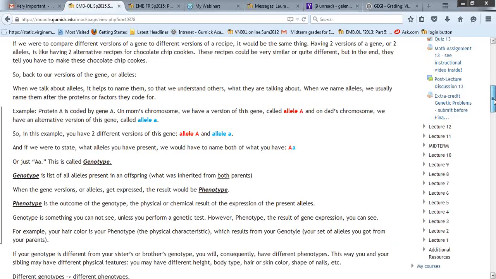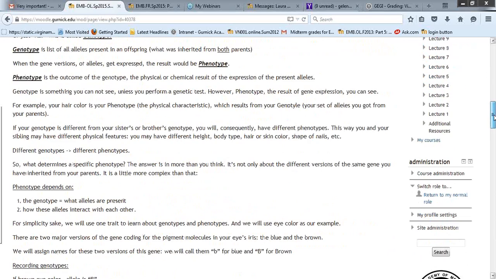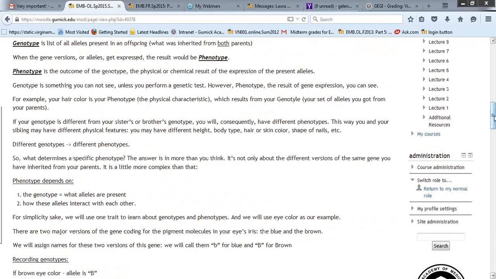Okay, so the genotype is something that you cannot see. You can see phenotype. You can see what the person is expressing. You can measure it. You can observe it. But phenotype is a result of the gene expression. So that's something you can see. You cannot see what the genotype is because you can only guess what the genotype could be. But the phenotype is the result of the gene expression that you can see.